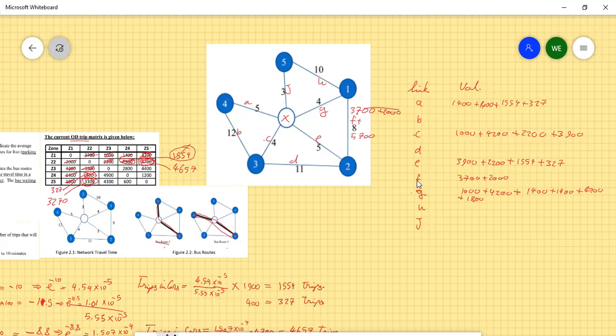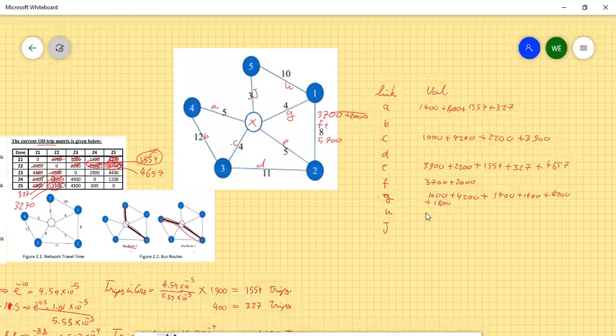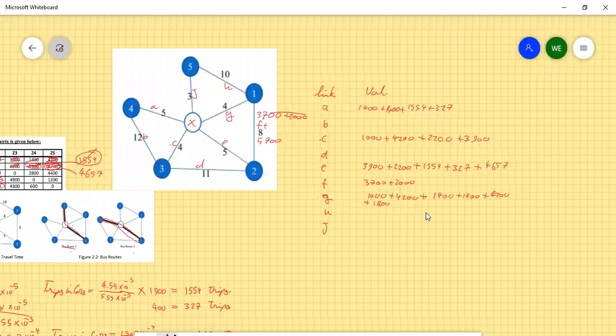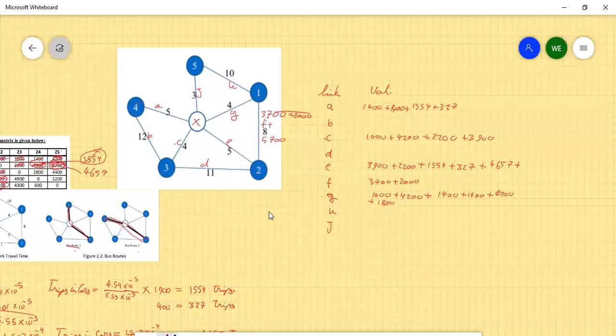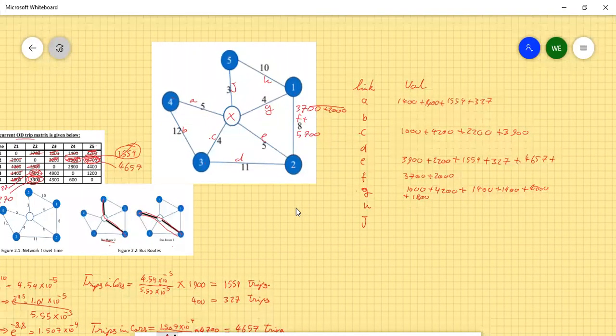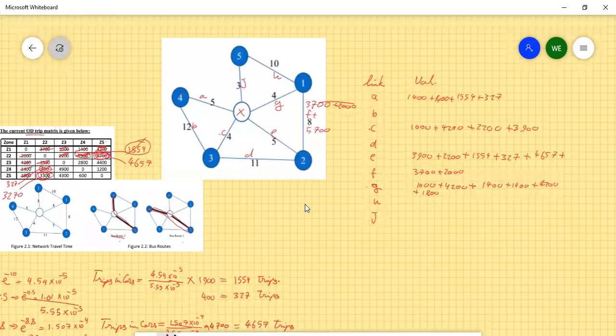From zone 2 to zone 5. So it's going to be E and J. So we are going to add to E 4,657 plus 3,270.